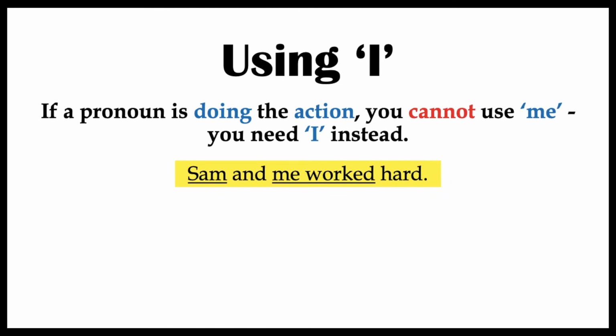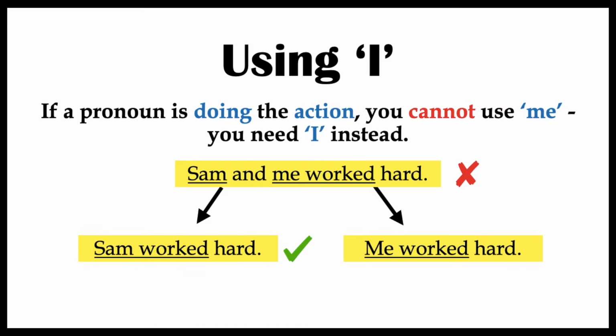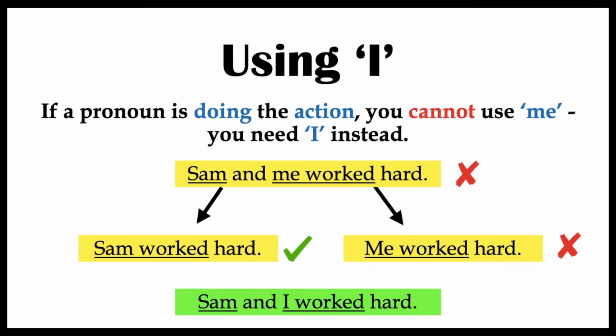Sam and me worked hard. This is incorrect. In order to understand why this is incorrect, let's break it up into two sentences and you will see why it does not make sense. Sam worked hard. This makes sense. Me worked hard. This is incorrect. The correct version of this sentence would be, Sam and I worked hard.